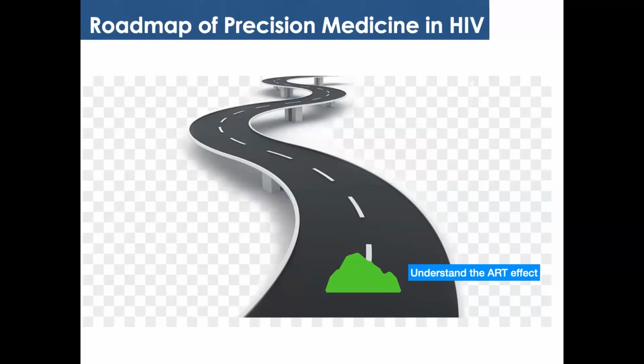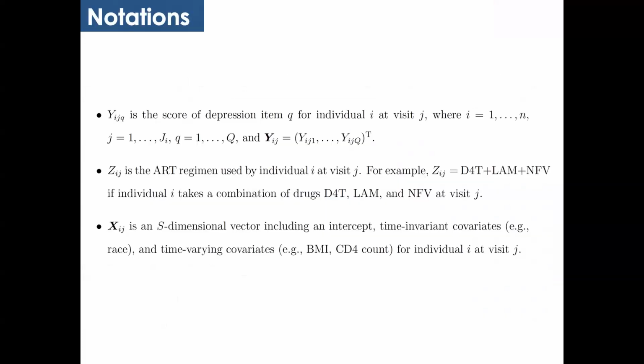Okay, so the first part is how can we understand the ART effect? Here are some notations. Let me use a depression item as an outcome for illustration, but we studied all the outcomes. Here Y_ijq denotes the score of depression item q for individual i at visit j, because we have participants, different visits, and different outcomes. We also use Z_ij to denote the ART regimen used by individual i at visit j. For example, Z_ij could be D4T plus 3TC plus NFV, which is a regimen.